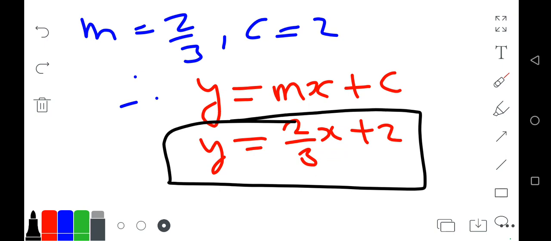The most important thing is to ensure that you make y the subject, so that you can simply specify the number that is the coefficient of x.